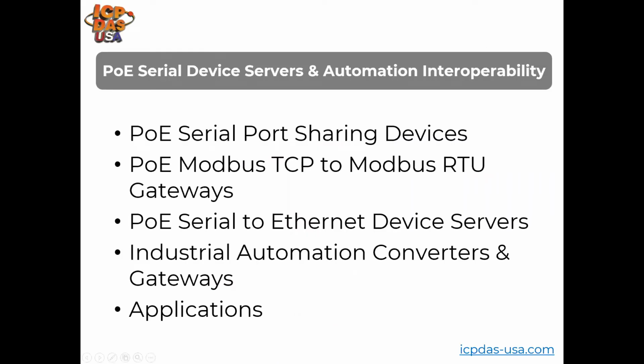Power over Ethernet, or PoE, is a standard that allows Ethernet cabling to simultaneously transmit data and power with a single network cable. It allows network installers and system integrators to install powered devices in locations without electrical circuitry. PoE serial device servers connect devices with RS-232, RS-422, or RS-485 serial interfaces to a local network for transmission of serial data over Ethernet. PoE Modbus TCP to Modbus RTU gateways convert and transmit Modbus RTU or ASCII data over wired or wireless Ethernet.